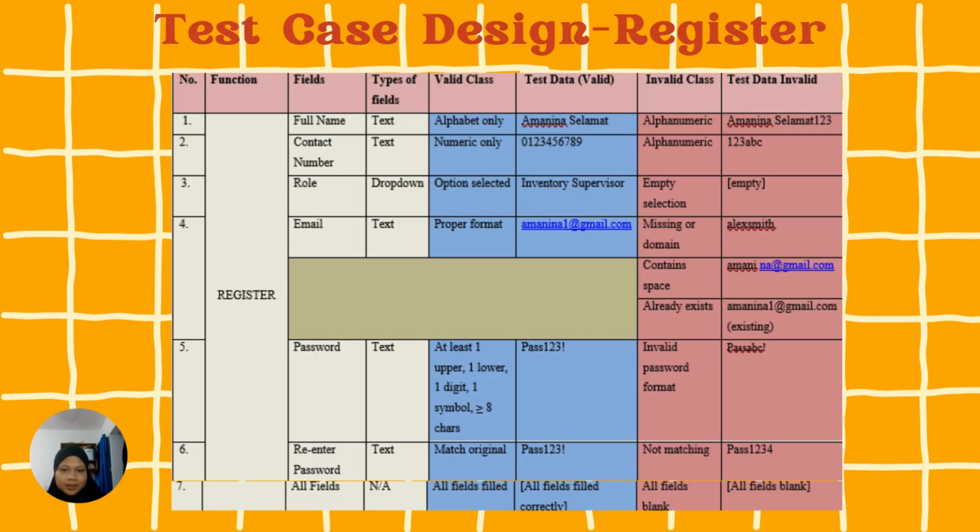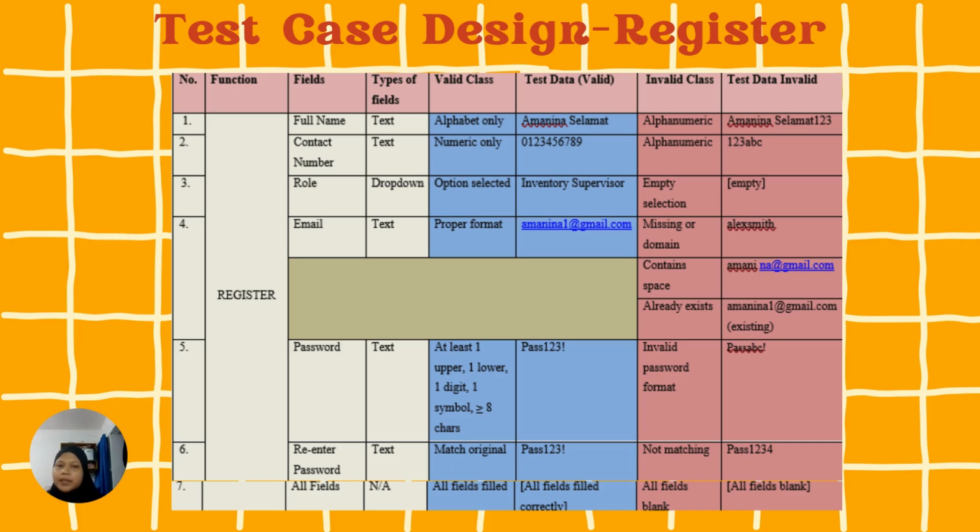Okay, we go to the section on test case design, which covers register and password strength. I won't go through all the test cases, just key examples to show how we structure them using equivalence partitioning, to shorten our video. But don't worry, the rest of our test case design is in the report and you can check it after this. Okay, we go to the first one, which is the full name field. Valid input must be alphabet only, like Amanina Slamat.